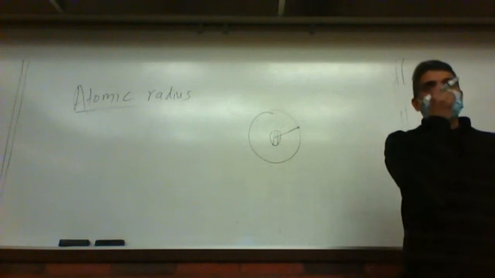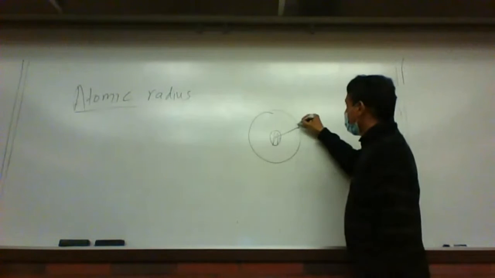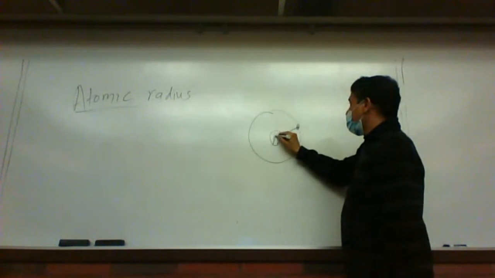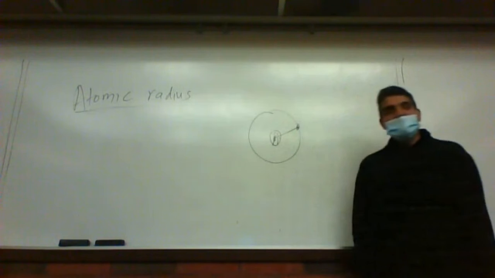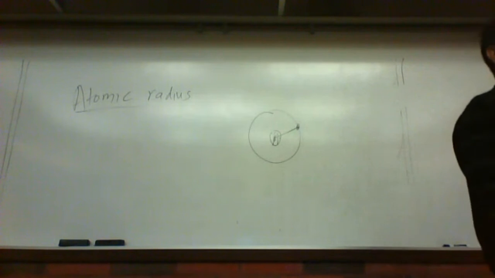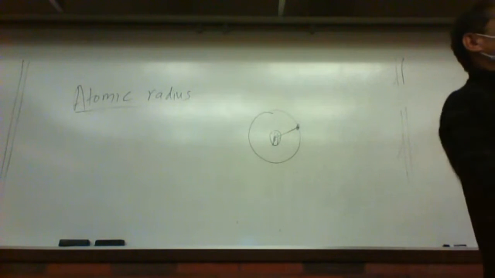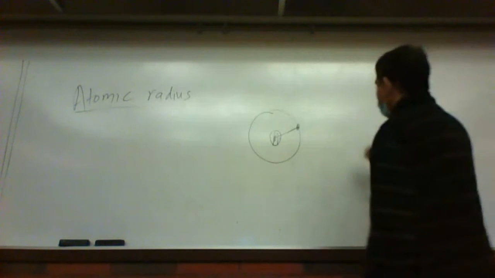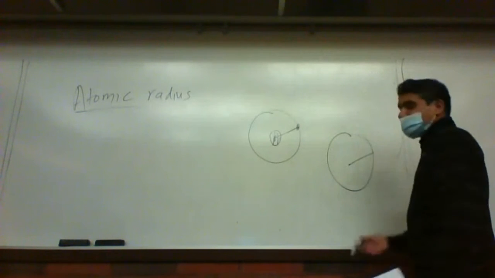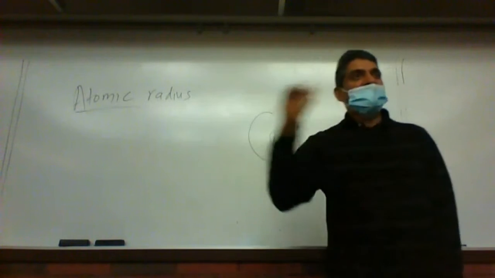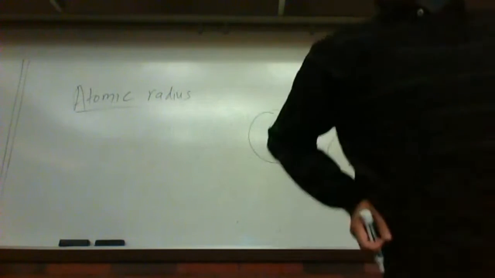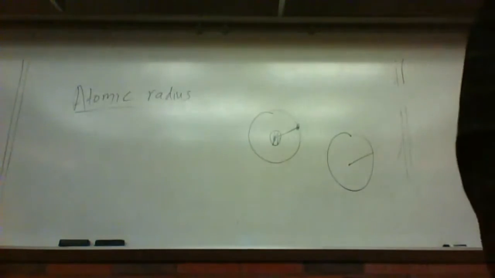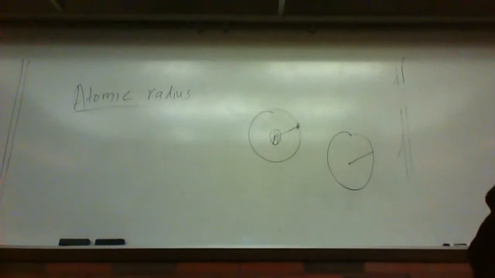What is the atomic radius of hydrogen? Basically, the electron is in the first orbit, and this is the nucleus. The distance between the nucleus and the orbit is called the atomic radius, right? What is the radius of a ball, or of a basketball court? What is the radius of the circle from here to here? That's called the atomic radius. The distance between the nucleus and the outermost orbit is called the atomic radius.